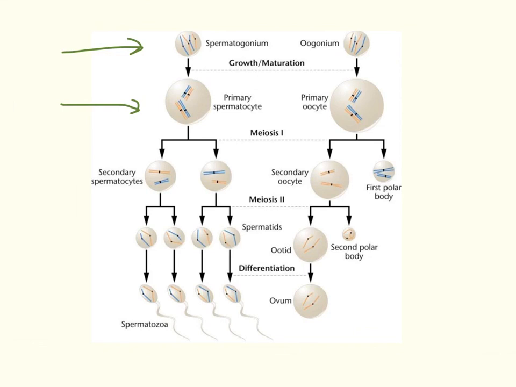Meiosis I produces secondary spermatocytes and secondary oocytes. However, in oogenesis, there is an uneven cytokinesis, so you get one large secondary oocyte and a first polar body, whereas in spermatogenesis, you get 2 secondary spermatocytes. Meiosis II produces 4 spermatids and then 4 sperm, whereas in oogenesis meiosis II produces a second polar body with a second uneven cytokinesis and 1 ovum. And of course, this process doesn't complete unless fertilization occurs after ovulation.